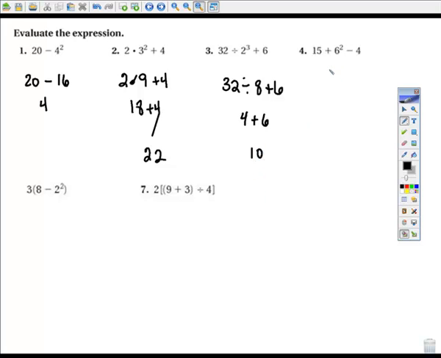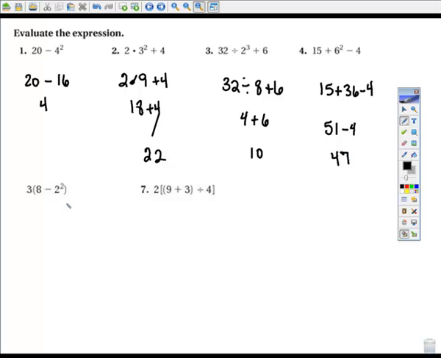And the last one with no grouping symbols, we have 15 plus 6 squared, which is 36, subtract 4. 15 and 36 is 51, subtract 4, and that gives us 47.